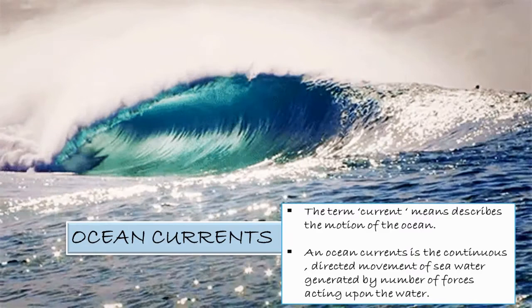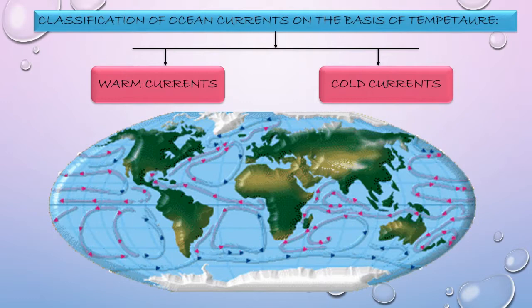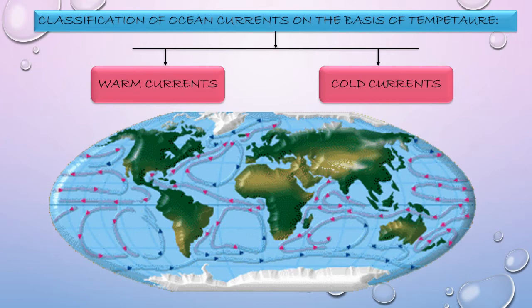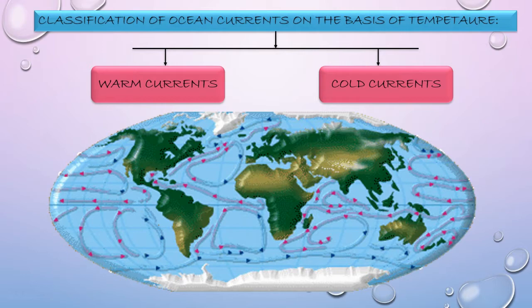Classification of ocean currents on the basis of temperature. On the basis of temperature, ocean currents have been classified into two categories, that is, warm currents and cold currents. This is pretty straightforward: when the temperature of water in the current is higher than the temperature of the water surrounding it, we speak of warm water currents.